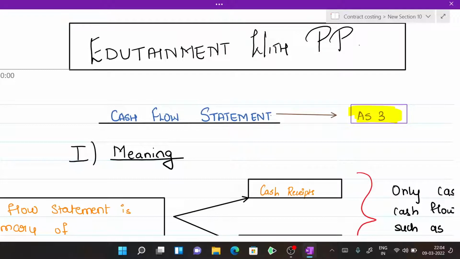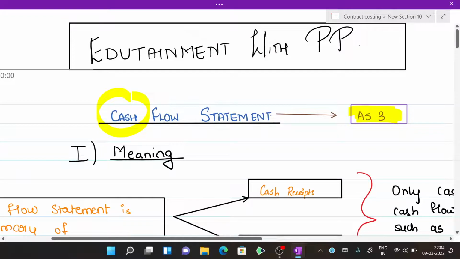Here in the cash flow statement, the meaning of cash is not restricted to the cash that we use. There is a broad meaning of cash here. So in AS3 it has been covered. I will also cover the meaning of cash in this video, and in that what is cash flow statement, what are the activities in the cash flow statement, all is covered in AS3. So you have to go through AS3 as well.